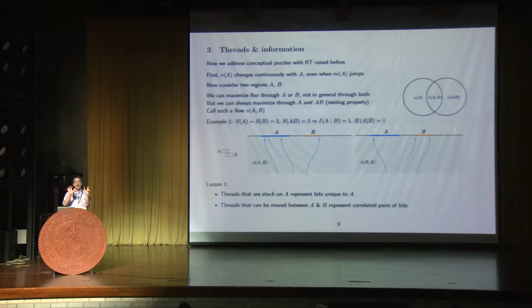And here, you have to understand that depending on what you're computing, you have different thread configurations. So if you're computing the entropy of A, you maximize the flux through A. If you're computing the entropy of A union B, you maximize the flux through A union B. You can't always maximize the flux through A and B, but you can show that you can always maximize it through A and A union B. I'll call that the nesting property. Or, of course, you can maximize it through B and A union B. Okay? So a flow that maximizes the flux through A and A union B, I'll call V of A comma B. So you first maximize on A, and then within the ones that maximize on A, you maximize on B.